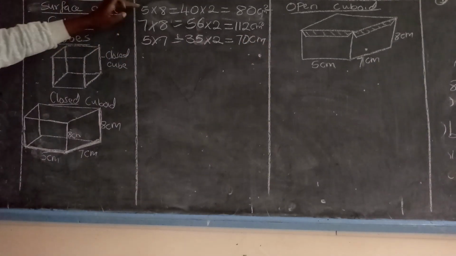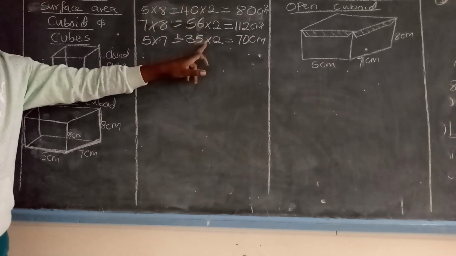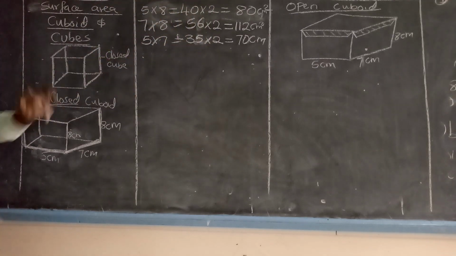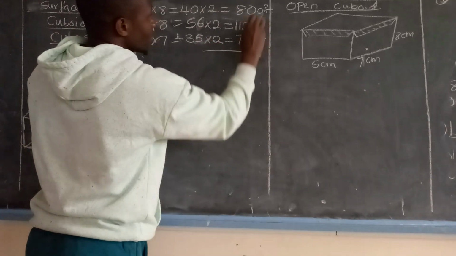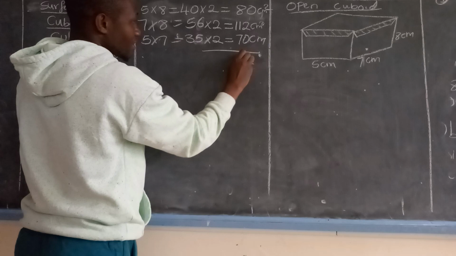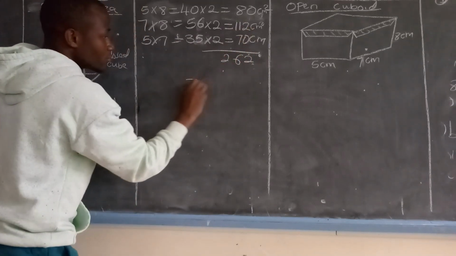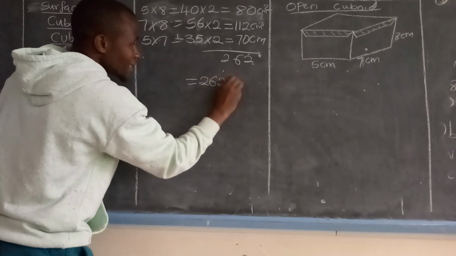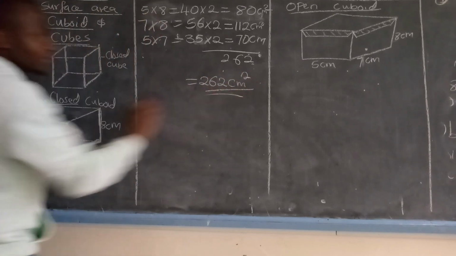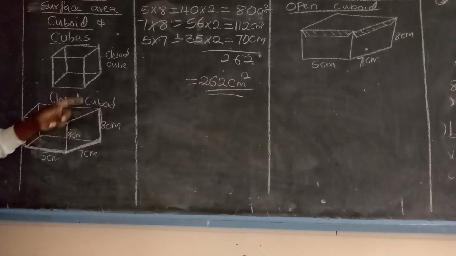Now, as you can see, this is one side multiplied by 2. This is 2 sides, 2 sides, 2 sides. So this is 6 sides. Now, add all this. 0 plus 2 is 2, 9 plus 7 is 16, carry 1, here 1 will be 2. So there will be 262 centimeter square. Now, this is the surface area of a closed cuboid.